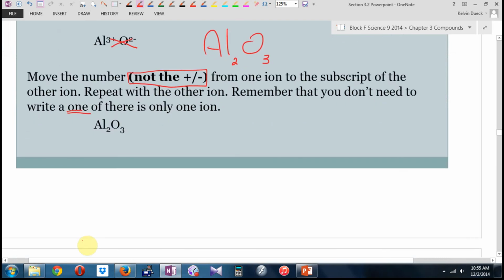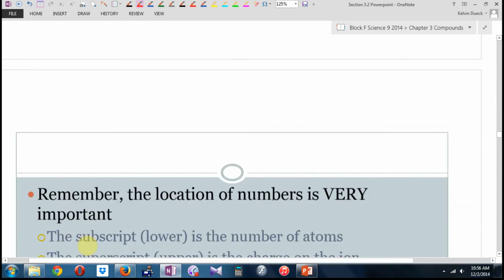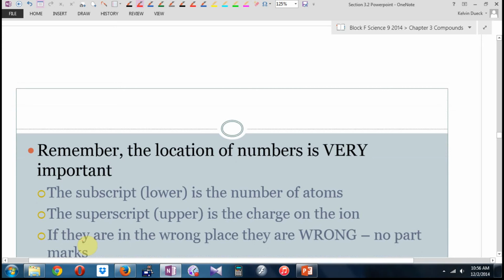So, remember, because we're using numbers to mean more than one thing, Rihanna, the location is very important. The subscript, the lower number, is the number of atoms. The superscript, the upper number, that's the ion charge. Sorry, if you put them in the wrong place, they're wrong. I won't give you part marks. They mean something totally different.